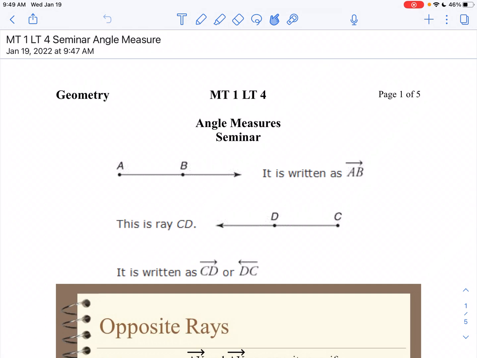Hello, in this lesson I want you to measure and classify angles. I want you to identify and use congruent angles and the bisector of an angle.